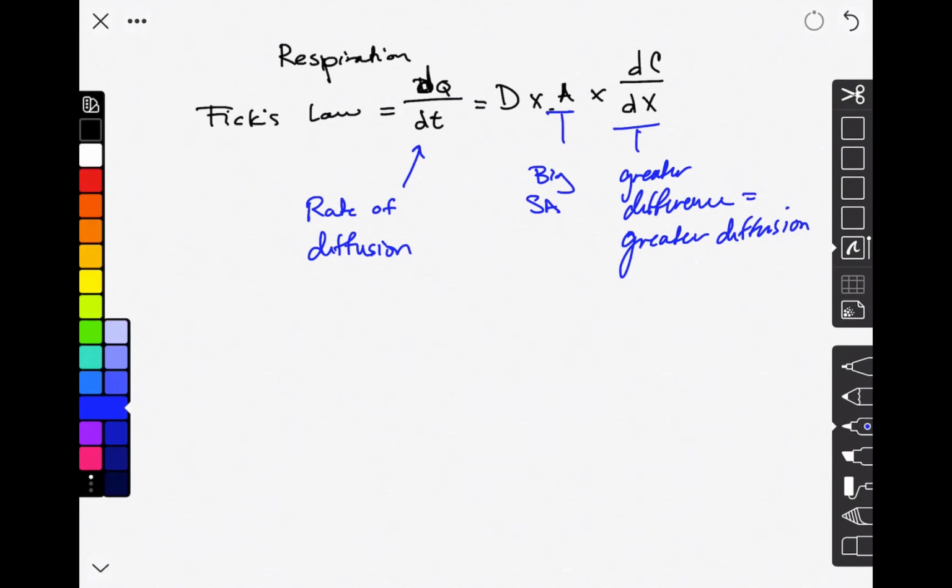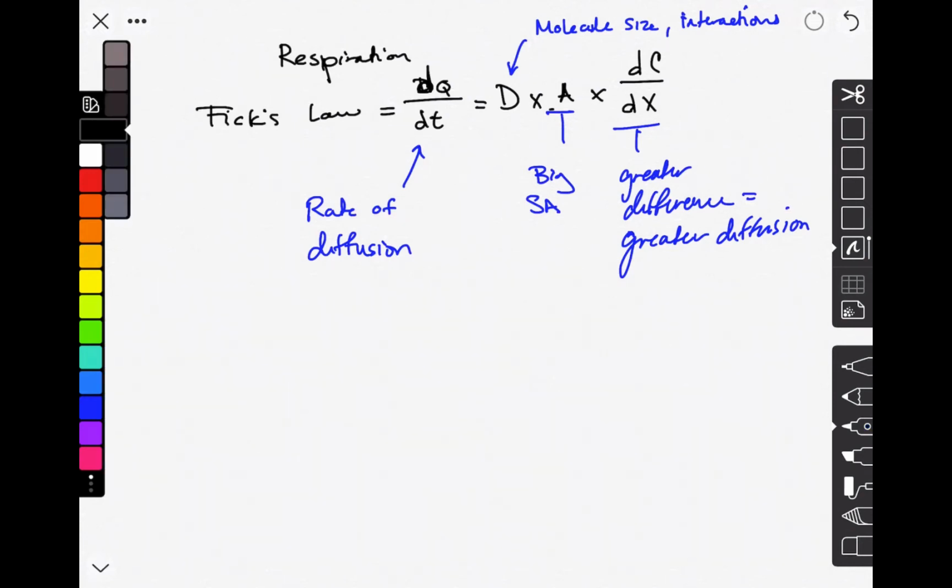Now, of course, there are parameters about the molecule that's going to affect this. And this is this D here, and this can be molecule size and interactions. Now, it turns out that what we can do with Fick's law is we can actually combine it with rules surrounding solubility. And there we get something that looks like this.